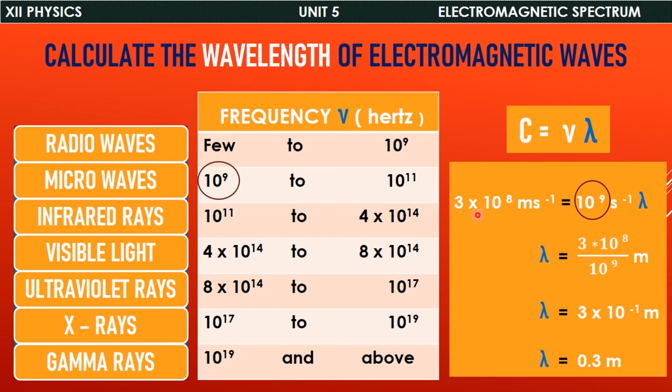Substitute the value of C. Velocity of light is constant, 3 into 10 raised to 8 meter second minus 1. The value of frequency is 10 raised to 9 second minus 1 and you want to calculate lambda, the wavelength. So keeping lambda on one side and doing the calculations, we find the wavelength corresponding to this frequency as 0.3 meter. In this way, students, try to calculate the wavelength table of electromagnetic waves. The frequency table, the informations are given in the textbook.